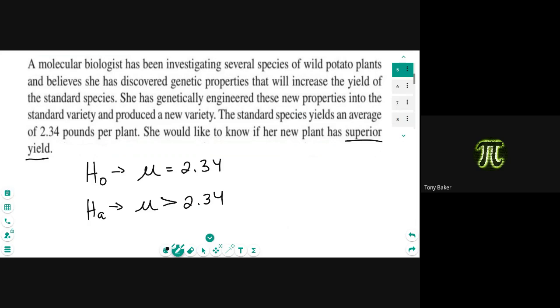Okay. So the null hypothesis, 99.9% of the time, is always equal. It's always going to be the mean equals or the proportion equals that value. Your alternate hypothesis is going to be your not equal to, your greater than, your less than, those things. That's going to be what you're trying to test.